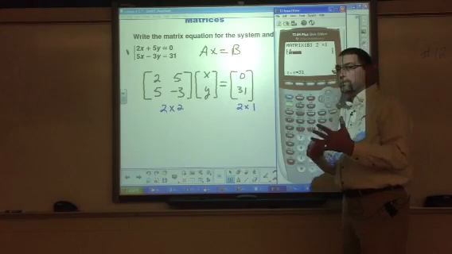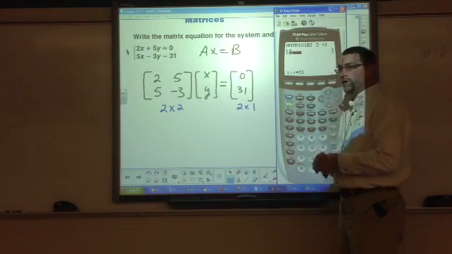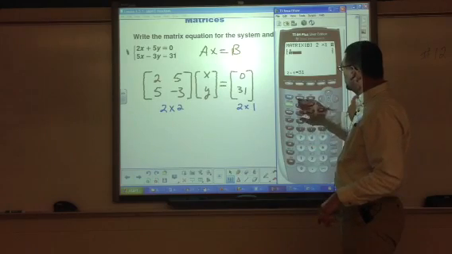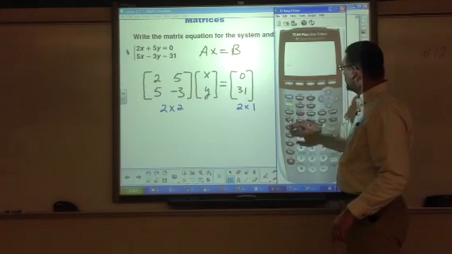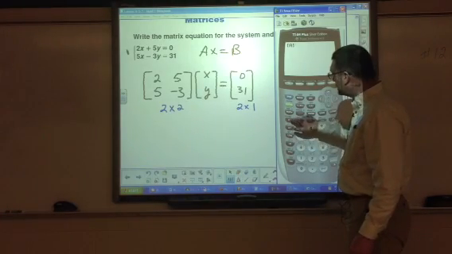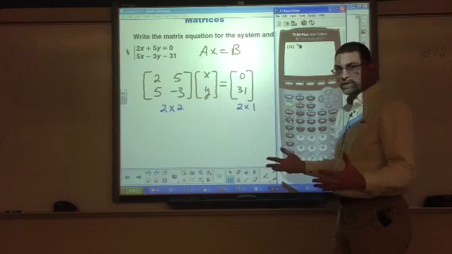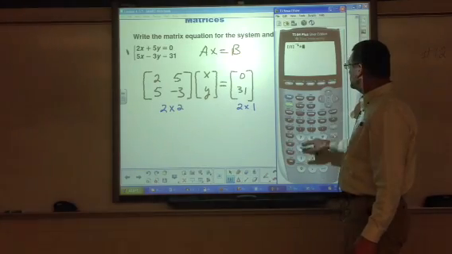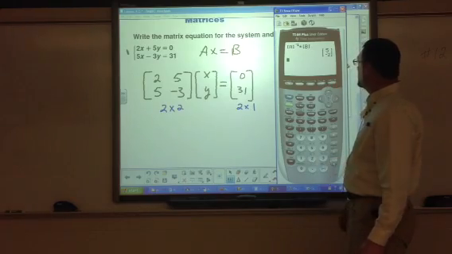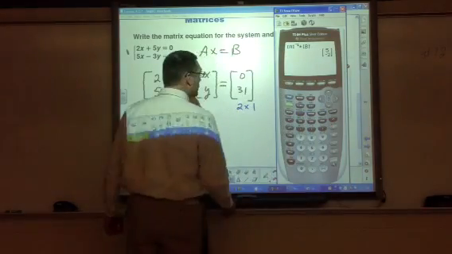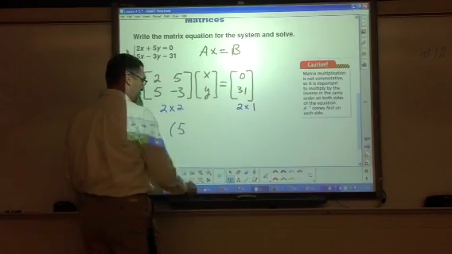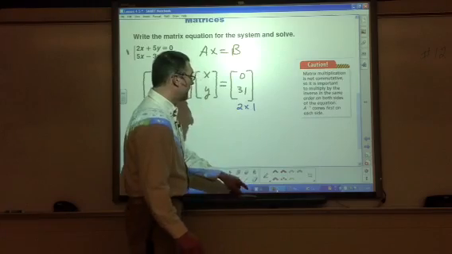Now, multiply by the inverse. When you're doing it on your calculator, it's very simple. We go to our home screen, go to matrix A, and the inverse is the key right there where the matrix is. So there I now have A inverse, and I'll say times matrix B. Hit enter, and my solution to this problem is the point 5, negative 2.